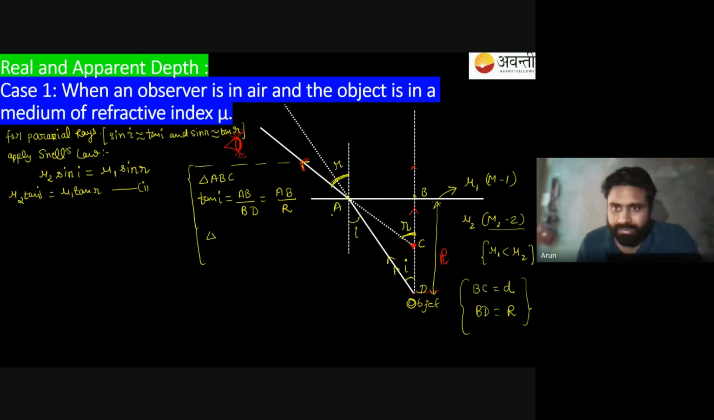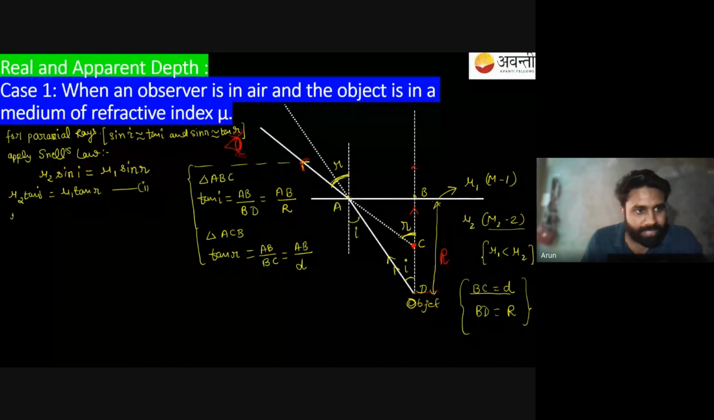In triangle ACB, what do we have? Apply tan R to it. So tan R is nothing but AB by BC. What is the value of AB? We don't know, so we leave it. What is BC? BC is nothing but the apparent depth that we have considered as D. Put these values in equation number 1.